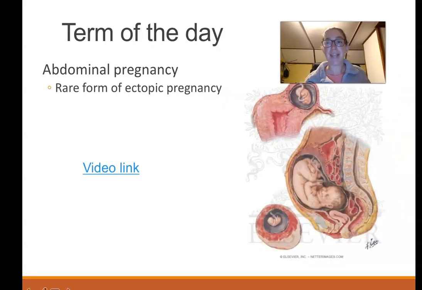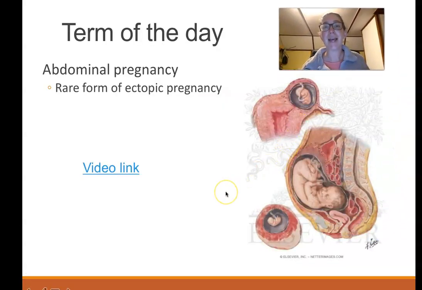So my term of the day here is abdominal pregnancy. It's a type of ectopic pregnancy. So ectopic means outside the normal place. The normal place for pregnancy to occur is in the uterus, and there are various types of ectopic pregnancies. The most common type is one that develops in the uterine tube, in the fallopian tube, but these are some other types that are pictured.